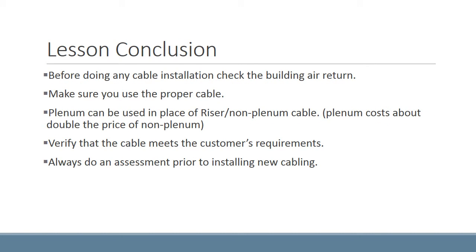In conclusion, before doing any cable installation, check the air return of every building. Make sure you use the proper cable. Remember, plenum cable can be used in place of riser non-plenum cable. However, plenum costs about double the price of non-plenum cable. If you receive a Cat5 cable to install and the customer is expecting speeds of 1 gigabit per second, then it is your responsibility to tell them about the limitations that Cat5 has and recommend a higher quality cable. And always do an assessment prior to installing new cabling.